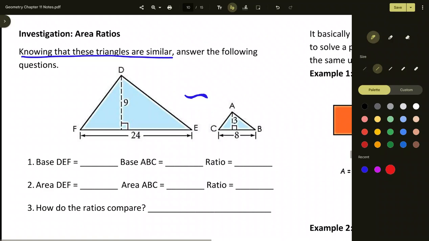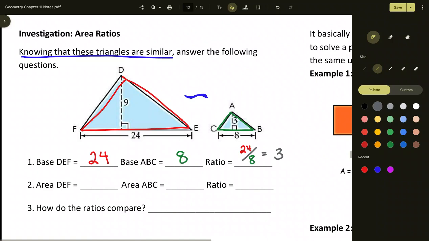What is the base length of triangle DEF? Well, DEF is this first triangle here, and the base is a length of 24. What is the base of triangle ABC? That's this one over here, and that is a length of 8. If I look at the comparison of those, the ratio, I'm going to do 24 divided by 8. And when I work that out, it comes out to the number 3.